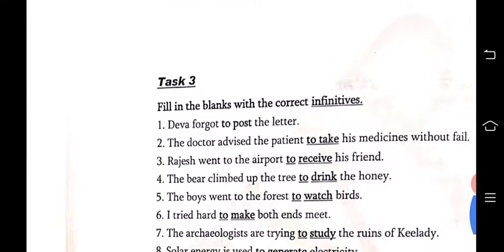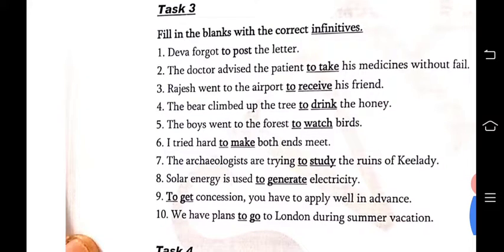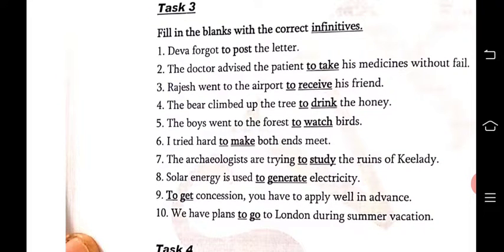Okay, and then infinitive. Filling the blanks with correct infinitives. Deva forgot dash the letter. So in the bracket they have given post. So Deva forgot to post the letter. And then to take, to receive, to drink, to watch, to make, to study, to generate, to get, to go. Deva forgot to post the letter.